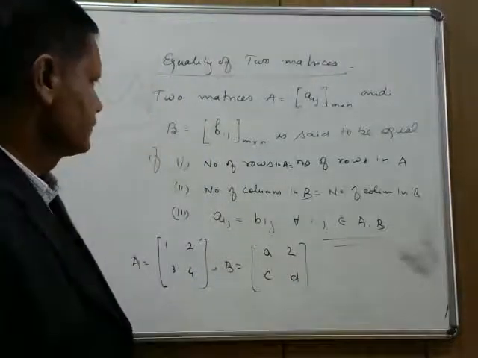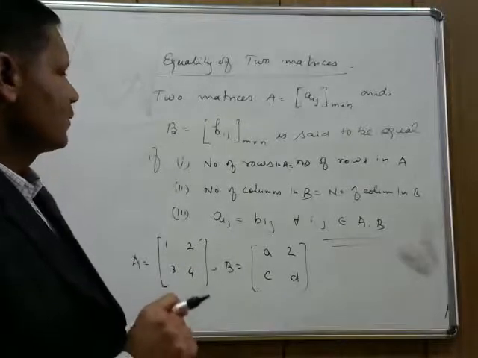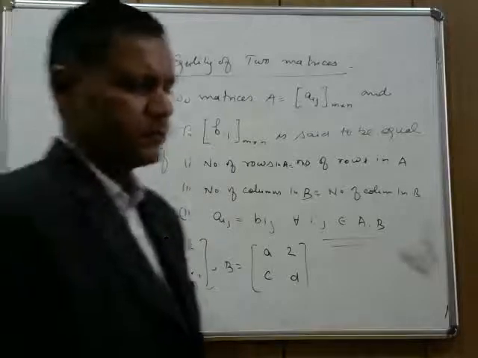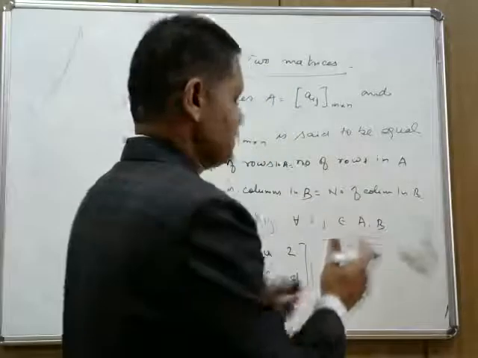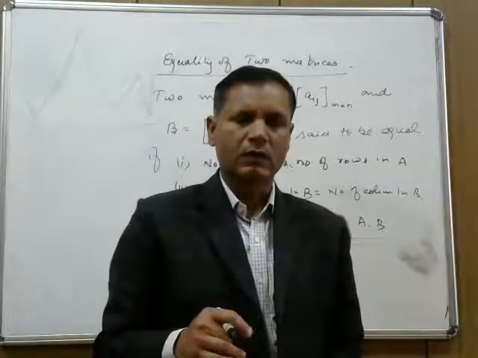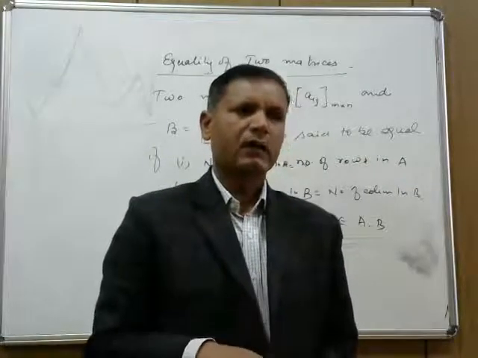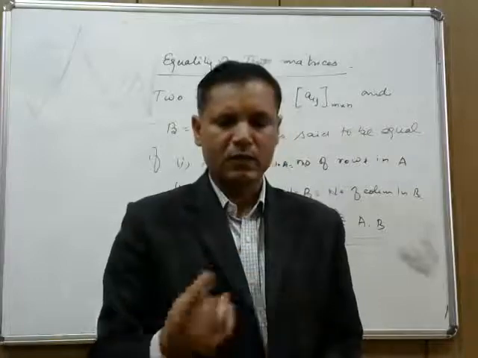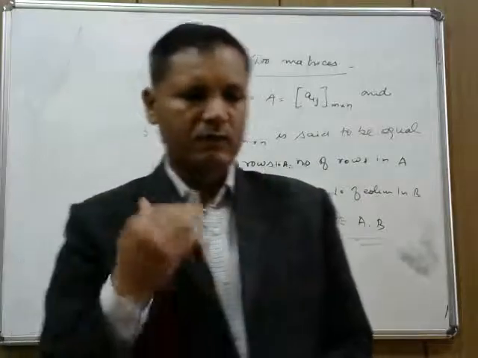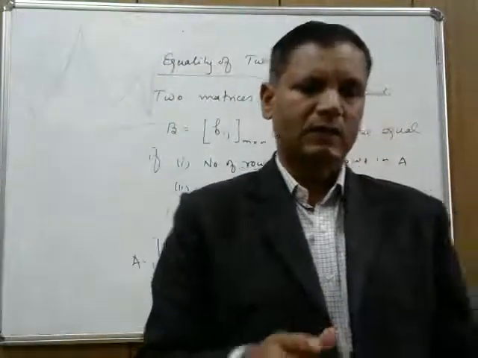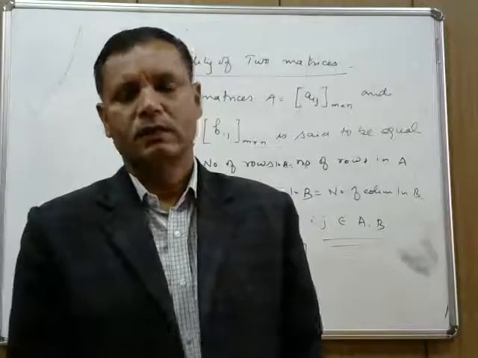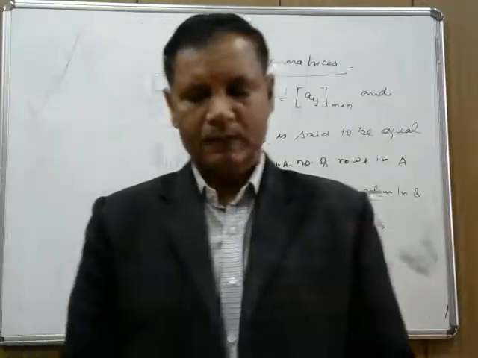That means the two matrices are equal if they are equal in all respects. Better you should say that two matrices are said to be equal if they are equal in all respects. That is, the number of rows and columns should be equal, and the entries, the elements of matrix A, should be equal to those of matrix B. Then only they can be equal.